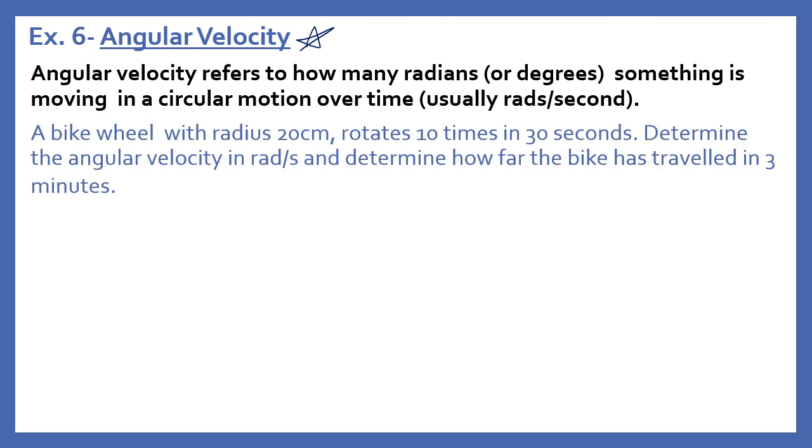So our example: a bike wheel with radius 20 centimeters rotates 10 times in 30 seconds. Determine the angular velocity in rads per second and determine how far the bike has traveled in 3 minutes. So this is a two-part question.